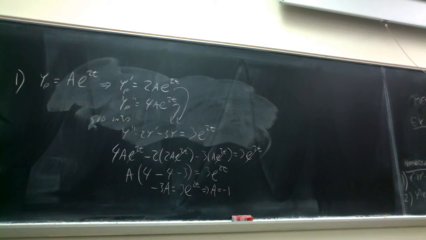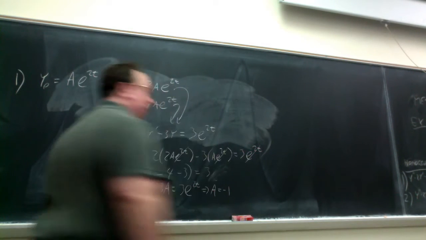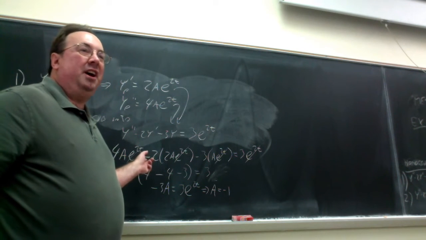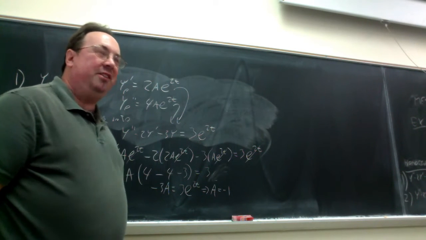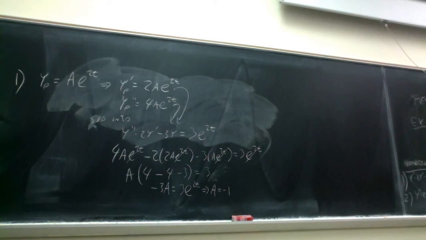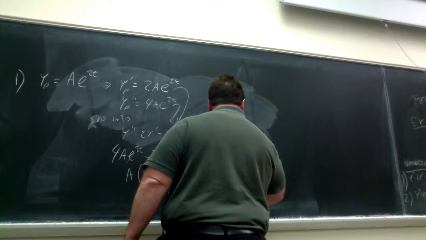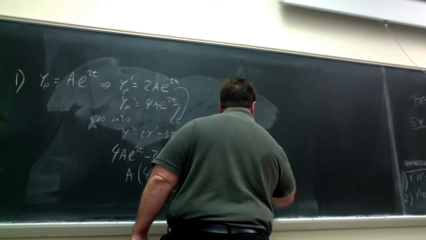What did you say? Yeah, you said you crossed out the e to the 2t. Why did you cross it out? Because basically I'm dividing by e to the 2t on both sides, just to simplify. Yeah, and then I forgot that I dropped it on the right side. Are we good now? Okay. Do we see how a is minus 1? Okay. So you can conclude that your particular solution is minus e to the 2t.